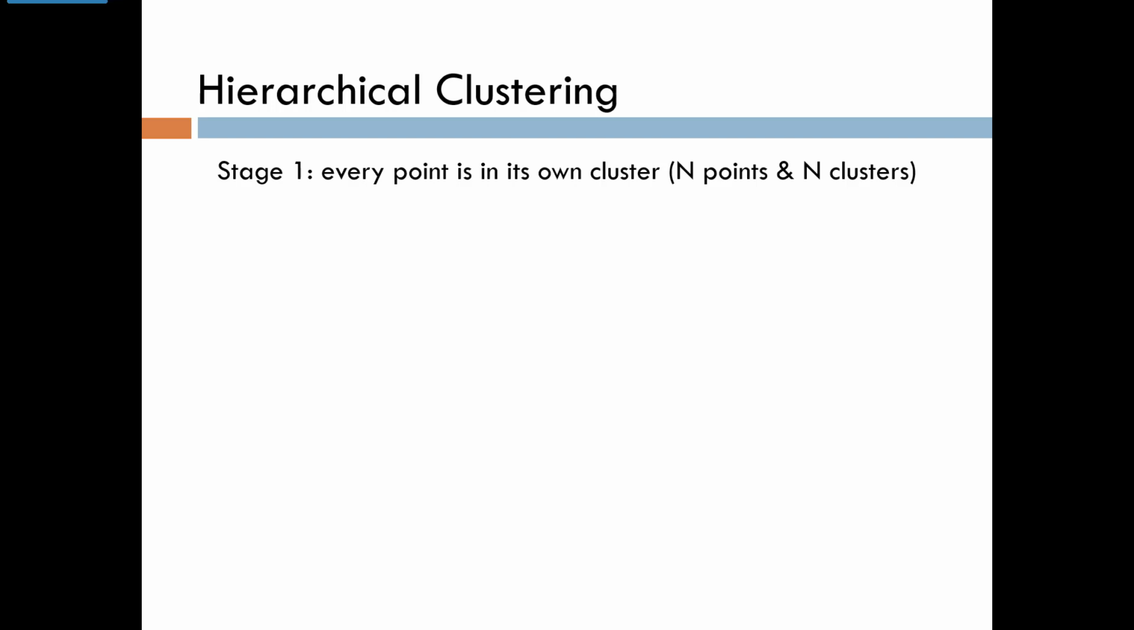In stage 1 of hierarchical clustering, every observation is assigned to its own cluster. So if there are n data points, you start with n clusters. This is one reason why this is difficult to use with a large number of observations.